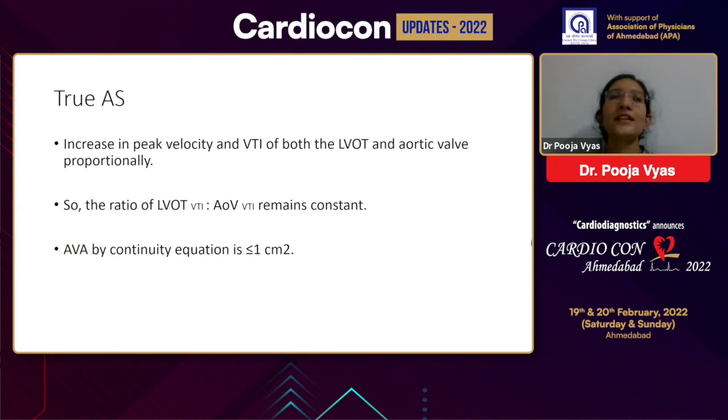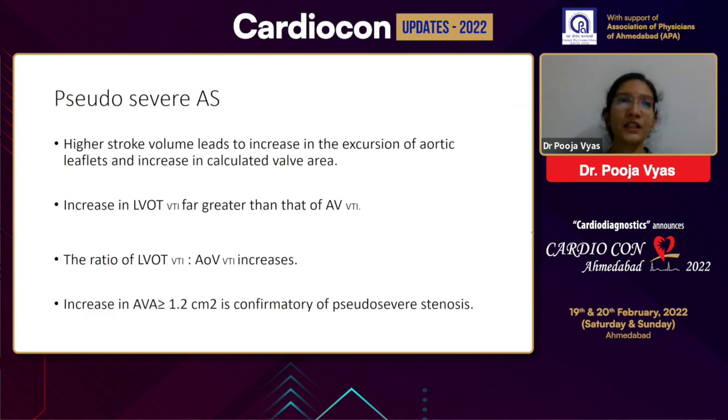So in case of true aortic stenosis with dobutamine stress echo, there will be increase in the peak velocity and VTI of both LVOT as well as aortic valve. So the ratio of LVOT VTI to aortic valve VTI will remain constant. And the aortic valve area by continuity equation will be less than or equal to 1 centimeter square.